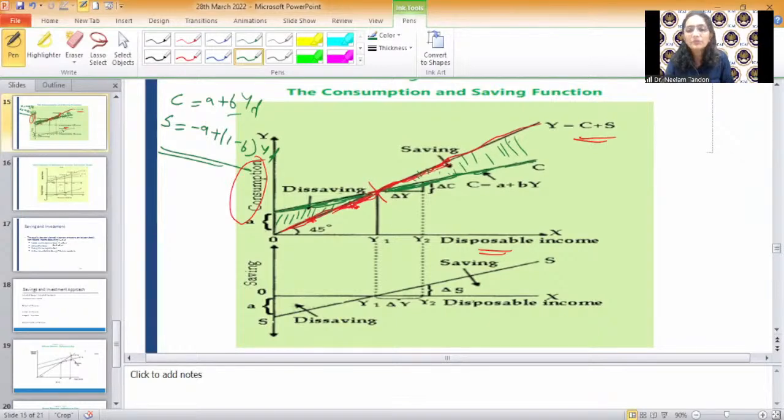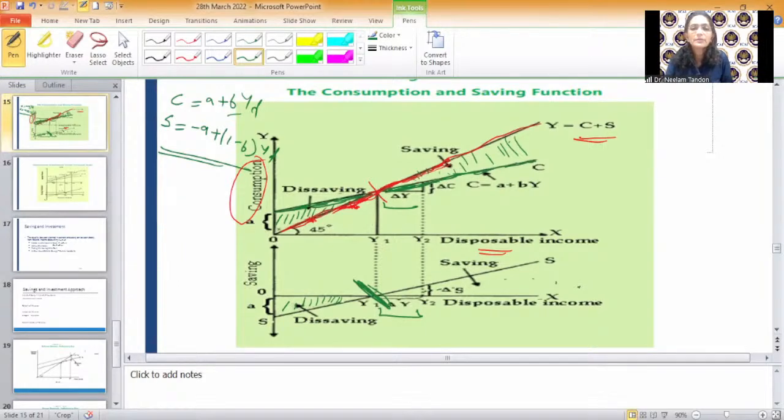And if you have to plot savings here, this is your disposable income. So this is all depicting the savings. And this point is depicting what? Disposable income is equal to consumption, zero savings. And to the right of it, it is all about savings. As income increases, this is the change in the income. With the change in income from this point to this point, savings increases.